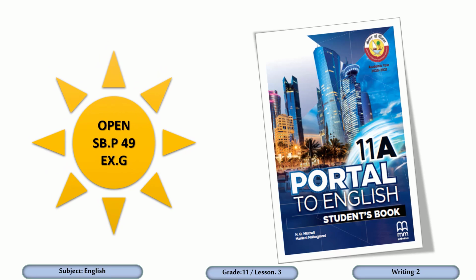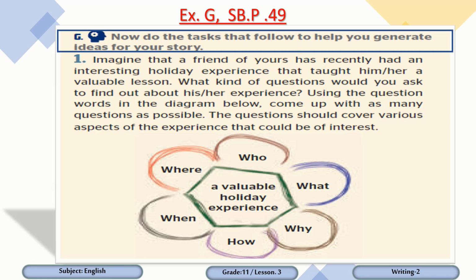Now please open your student's book, page 49, exercise G. Dear students, please make sure that you are opening your student's book on page number 49, exercise G. Now, do the tasks that follow to help you generate ideas for your story. In other words, generating ideas means to get ready with a lot of information in order to help you start writing your story.